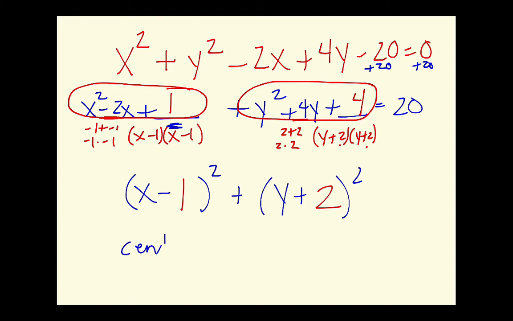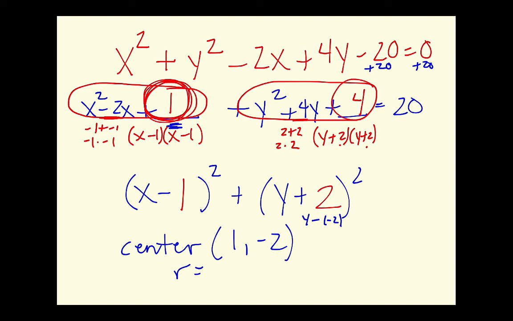So my center is going to be 1, negative 2. Now remember, it's negative 2 because technically we're thinking of this as y minus a negative 2 whenever it's a plus. And you're going to be very tempted to say that your radius is simply the square root of 20, but it's not. When we completed the square, we added this 1 to the left side of the equation so we would be able to factor it. And we added this 4 to the left side of the equation so we would be able to factor it.